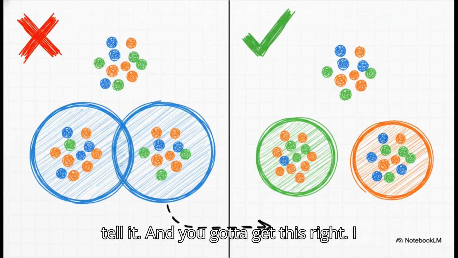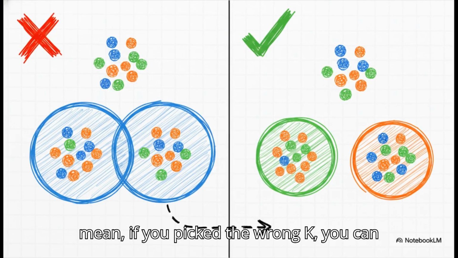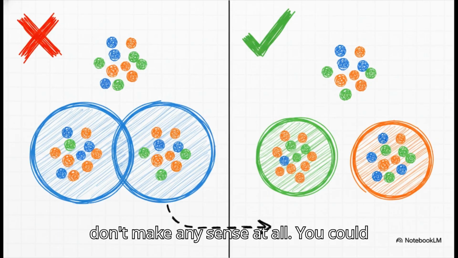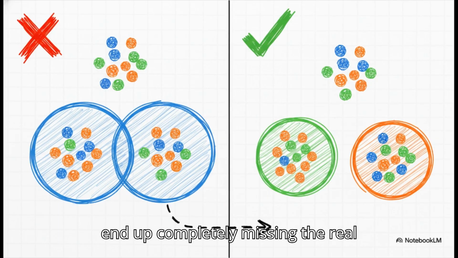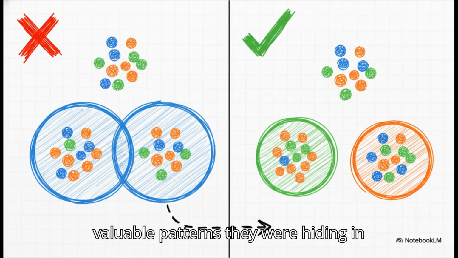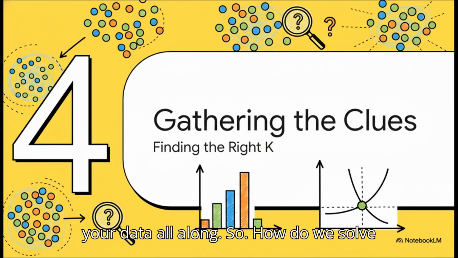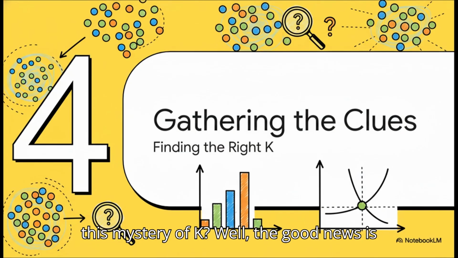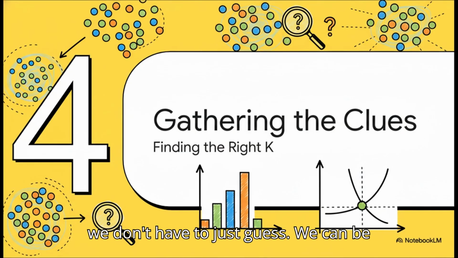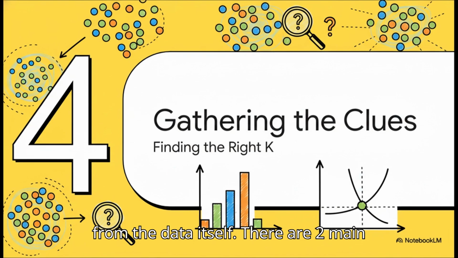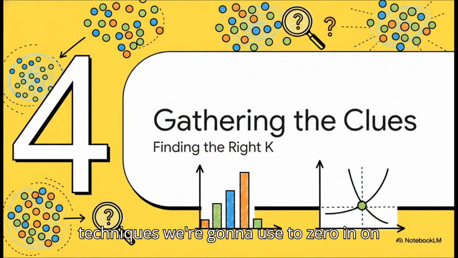And you've got to get this right. If you pick the wrong K, you can force the algorithm to create groups that don't make any sense at all. You could end up completely missing the real valuable patterns that were hiding in your data all along. So, how do we solve this mystery of K? Well, the good news is we don't have to just guess. We can be real detectives about it and gather clues from the data itself. There are two main techniques we're going to use to zero in on the best possible answer.